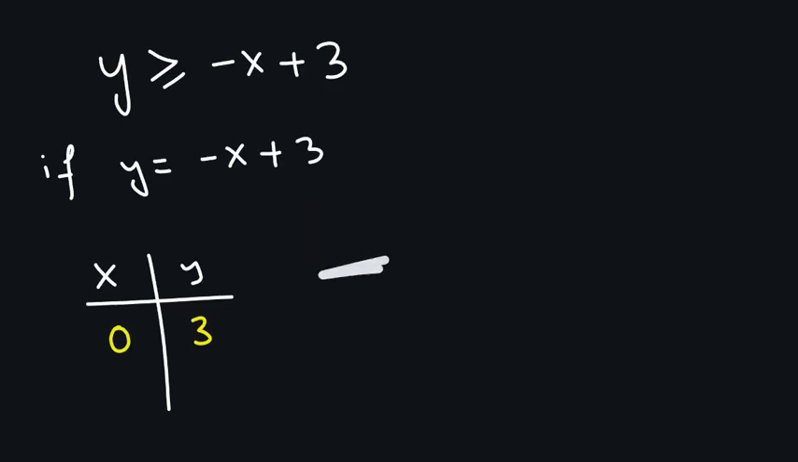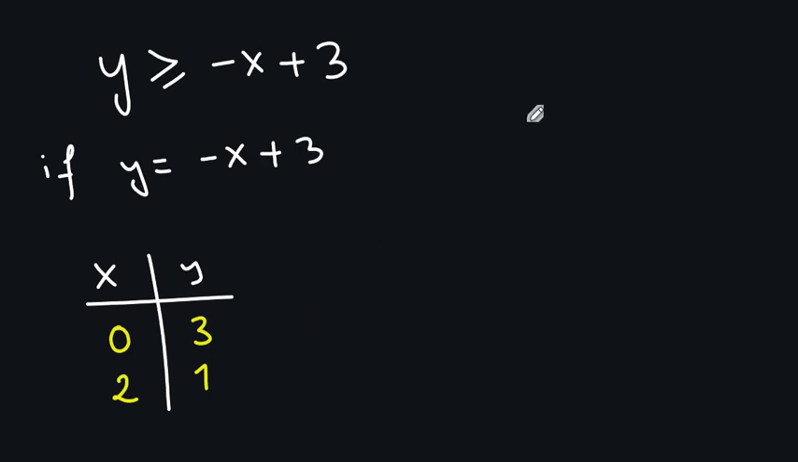That's my first point. My second point, if x is, let's say, 2, so y equals negative 2 plus 3, which is 1. So y equals 1 when x is 2. So I have the 2 points.